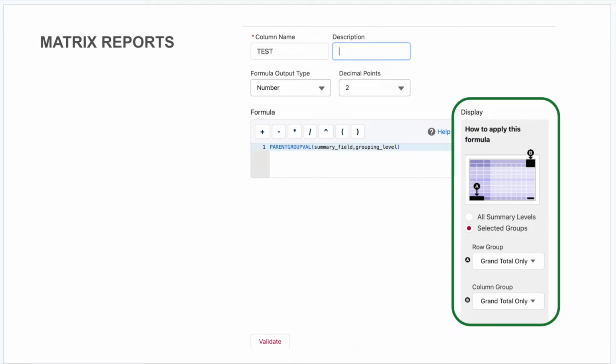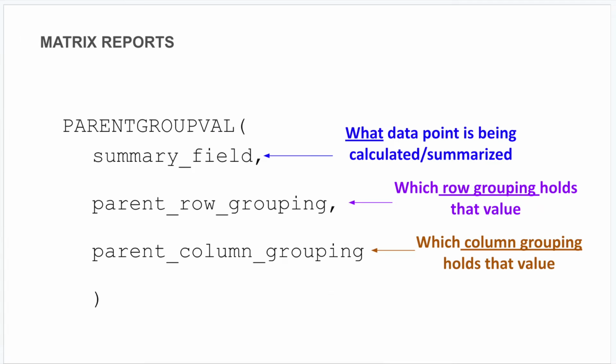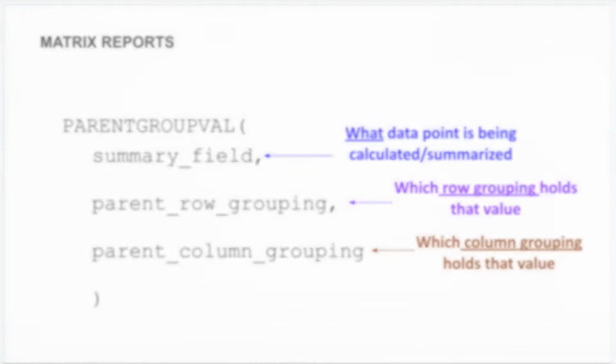And finally, the formula display. Now, while this step isn't part of the formula itself, it's still critical for understanding how parent group val is going to serve you in these reports. This section dictates where the formula output should appear, or more specifically, at which grouping levels the formula should be visible. So now that we've reviewed the syntax, let's take a look in Salesforce.